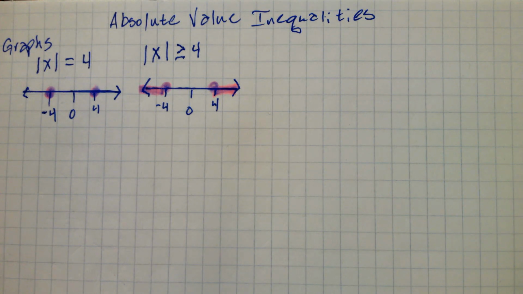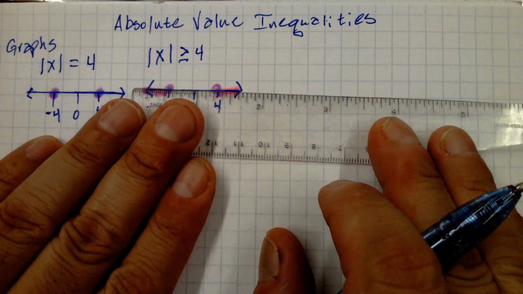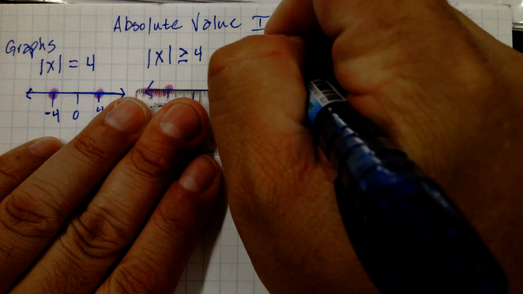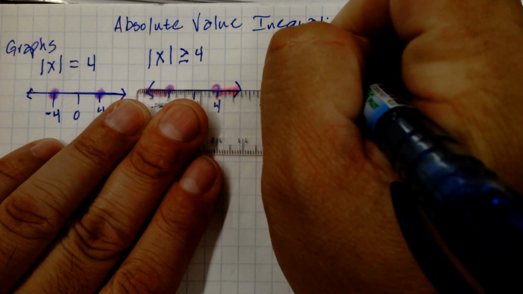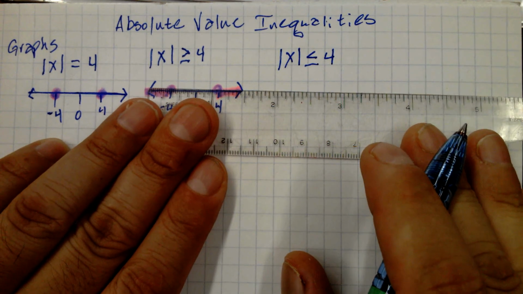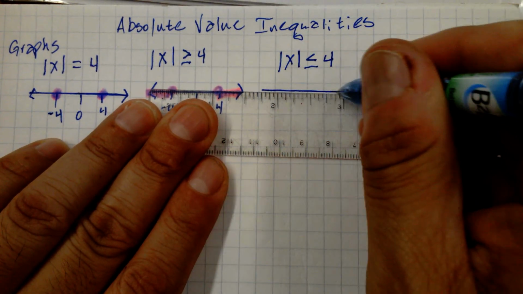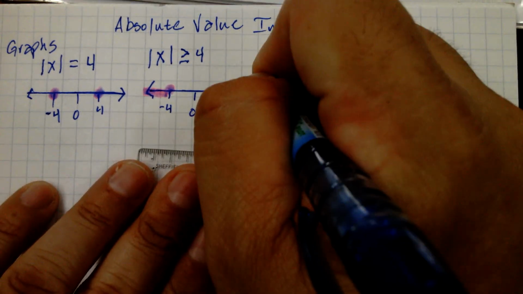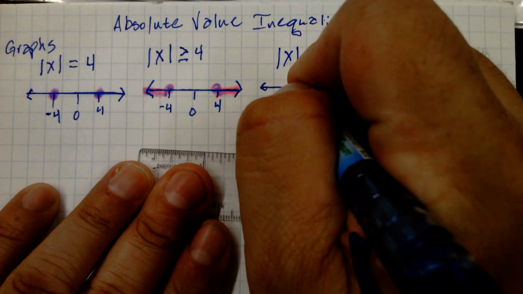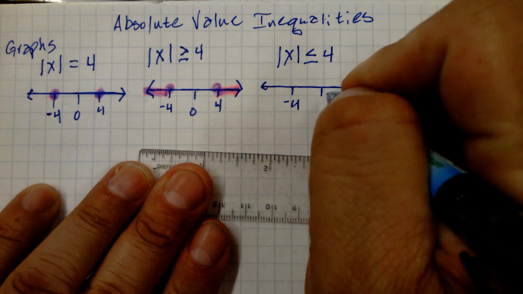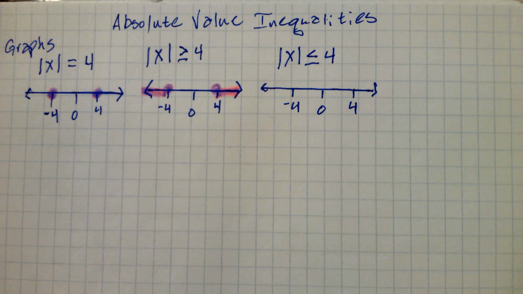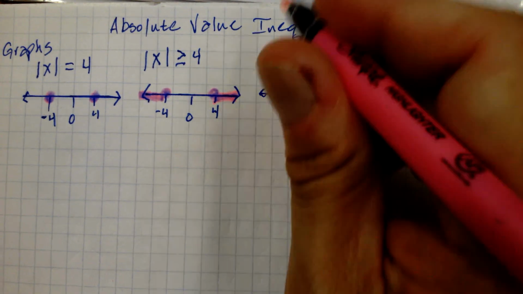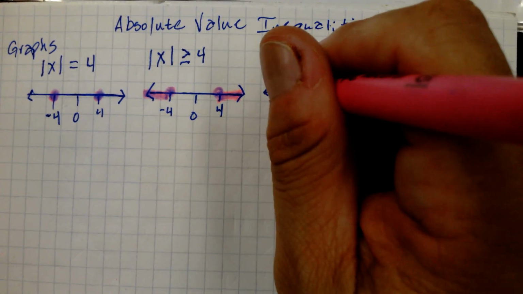So there's one way to remember these, and I'll tell you in a bit. Let's look at what happens when we have less than or equal to. So absolute value of x is less than or equal to 4. Okay? Make another number line: -4, 0, 4. And we're still interested in -4 or 4 because it's equal to.